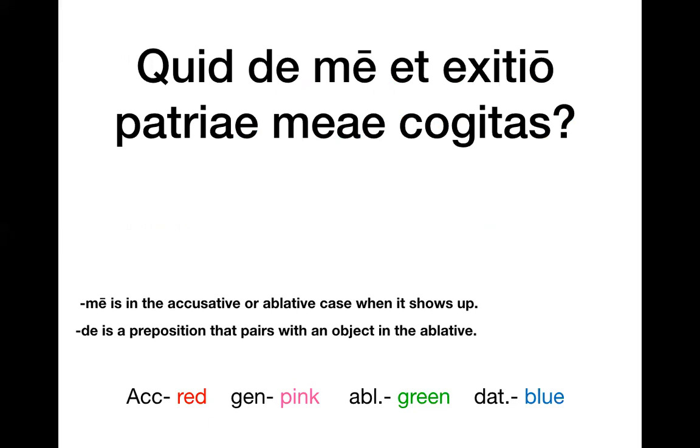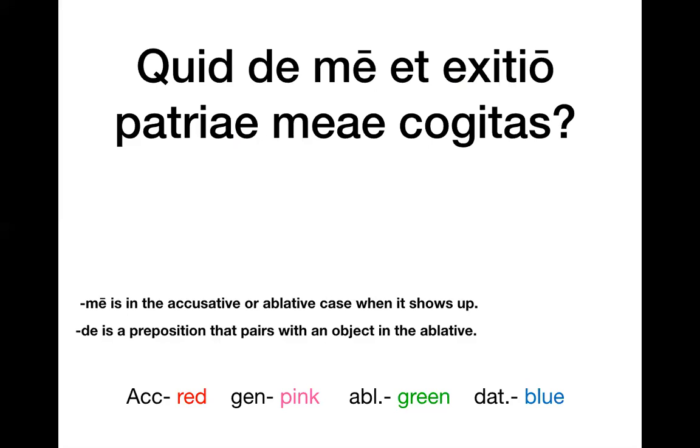All right, what is this, the fourth one? Who wants to read the fourth one? Let's have Nathan. Good, and we always try to read the Latin, so can someone read the Latin also? Macy, thank you. Okay, but I'm not pronouncing it. That's fine. Quid de me et exitio.